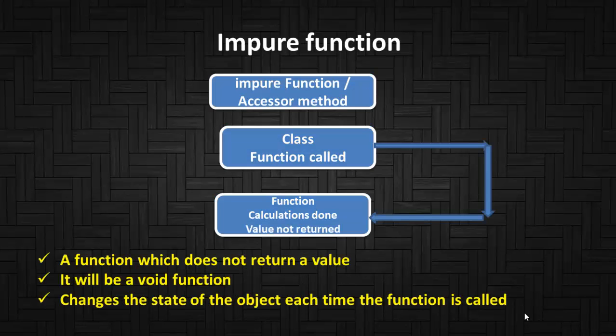Impure function: a function which does not return a value. It will be a void function. It changes the state of the object each time the function is called.